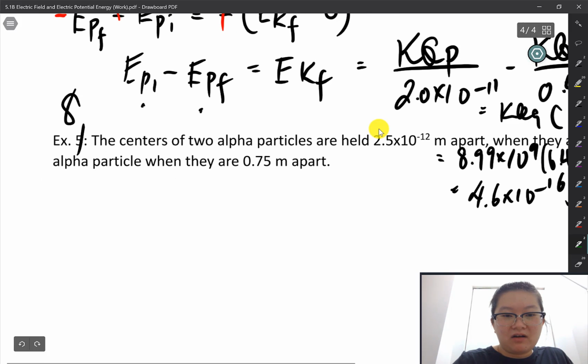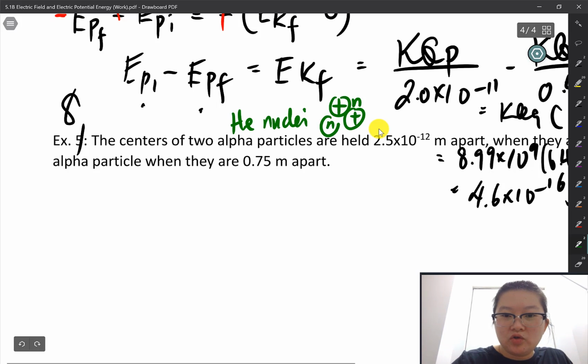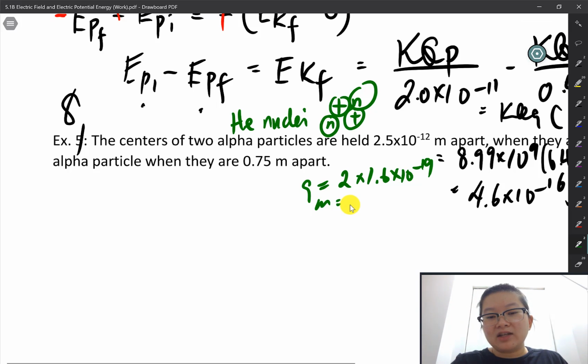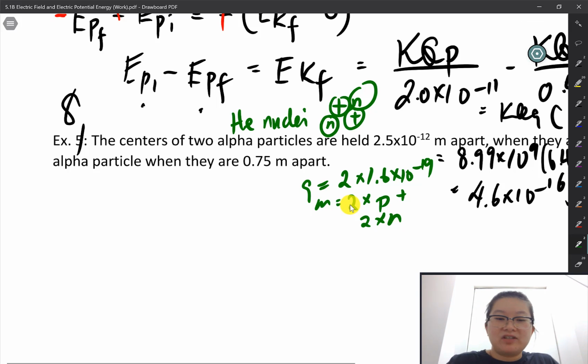Alpha particles are really just helium nuclei, okay? And helium nuclei is made of two positive charges and two neutrons. So, in terms of the charge, we have two protons, or two times the elementary charge, okay, for the charge. So that's the Q. But for the mass, to be more precise, it's actually 2 times the mass of a proton plus 2 times the mass of a neutron. Okay, so that's just what we'll have to deal with later on.